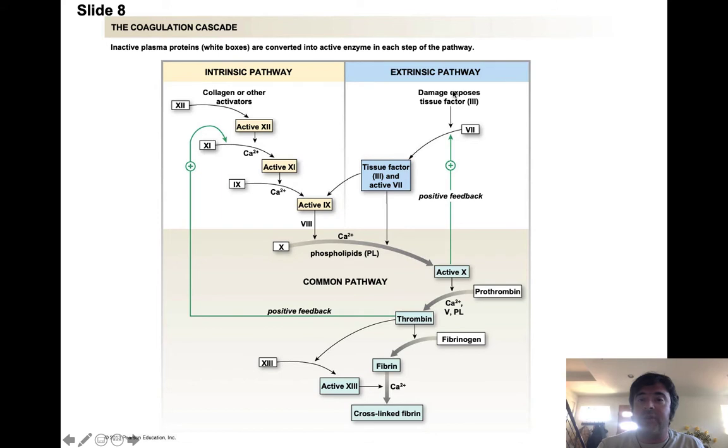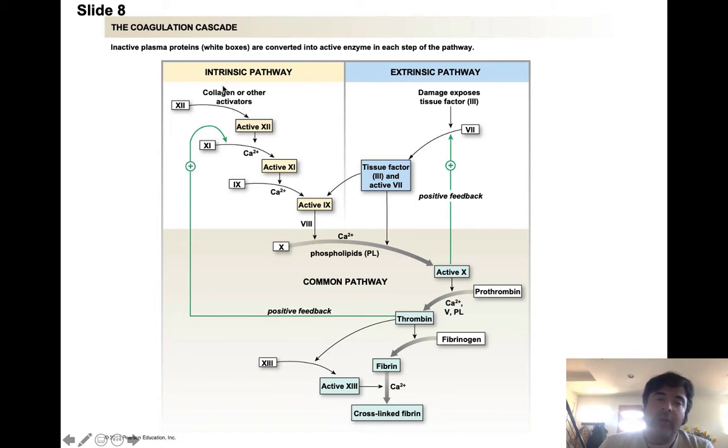The extrinsic pathway, which is the more important of the two pathways in my estimation, is when a blood vessel has been damaged externally. Like you have a cut and you've actually cut through the blood vessel wall, right? That's when the extrinsic pathway is activated. Now, both of these pathways lead to what's called the common pathway, but they do it in a slightly different way. So when the intrinsic pathway is activated, you get collagen or other activators.